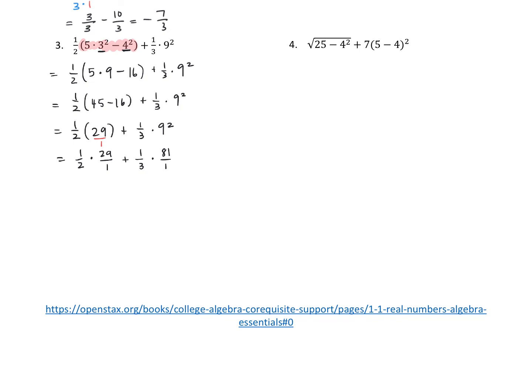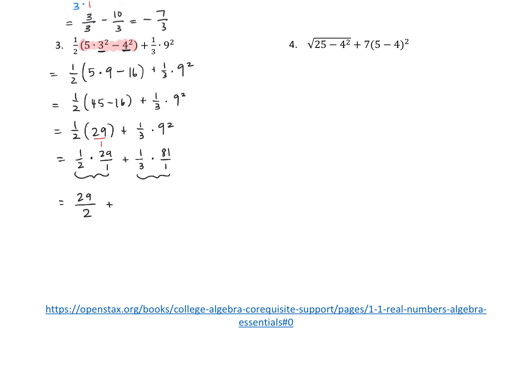Now I want to take care of any multiplication or division. So you can see I'm multiplying here and I'm multiplying here. When you're multiplying fractions, you can simply multiply straight across. So top times top and bottom times bottom. So 1 times 29 and 2 times 1. So you end up with 29 over 2.